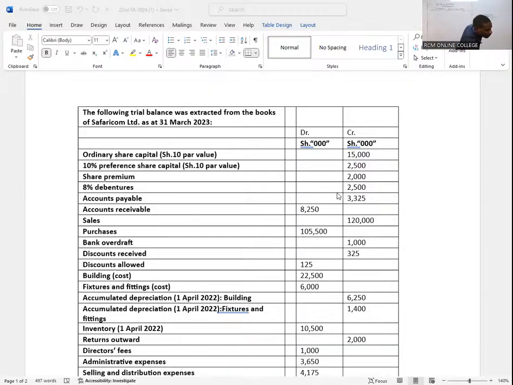I want to know whether you are able to see what I'm displaying. What is the amount of our sales? Look at the sales, please. What is our sales? It is 120,000. Is it debited or credited? In our trial balance, of course, it is on the credit side.